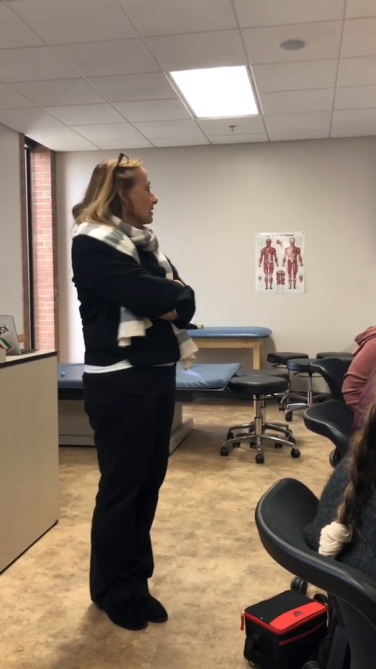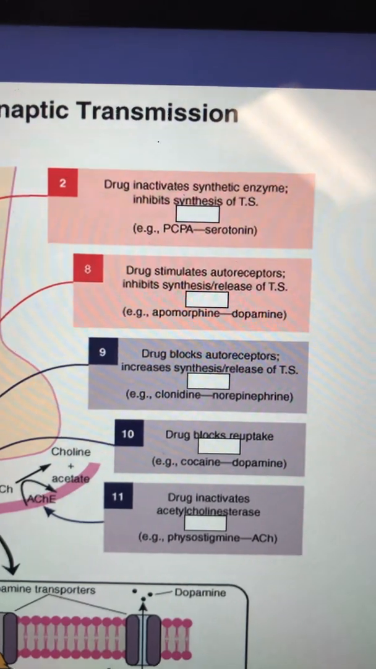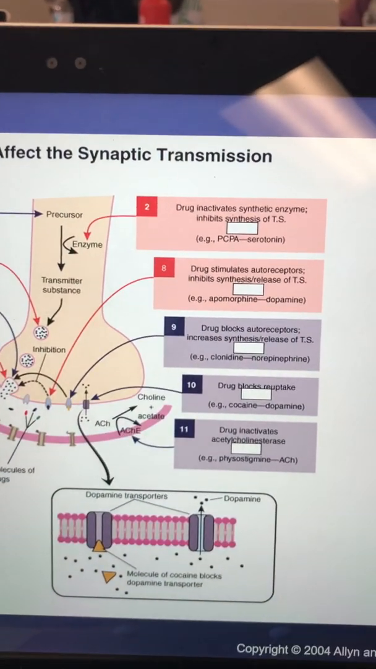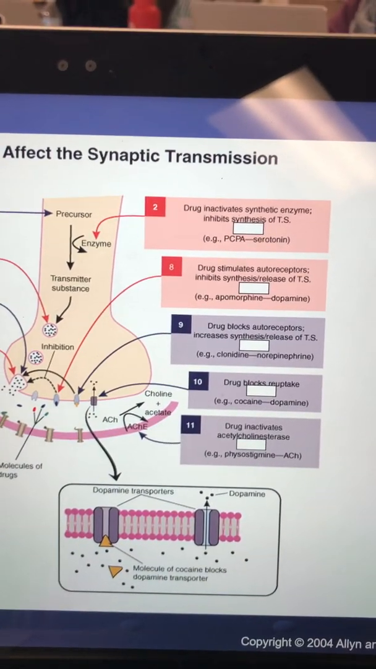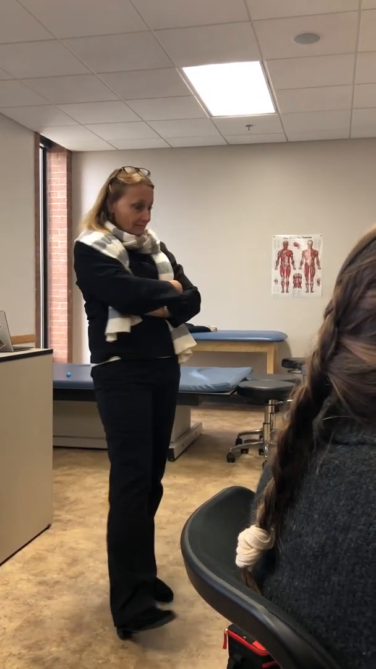That's what you're working towards. So the second one is the drug inactivates the synthetic enzyme that is required to make the neurotransmitter. The enzyme is required, and the drug inactivates that. It's an antagonist, but why? Because there's less neurotransmitter. There you go, and then you go through less neurotransmitter.